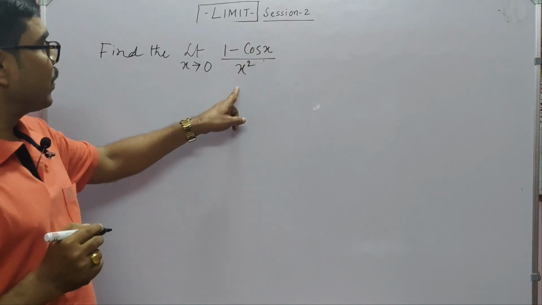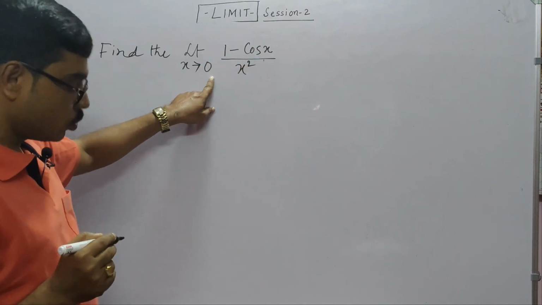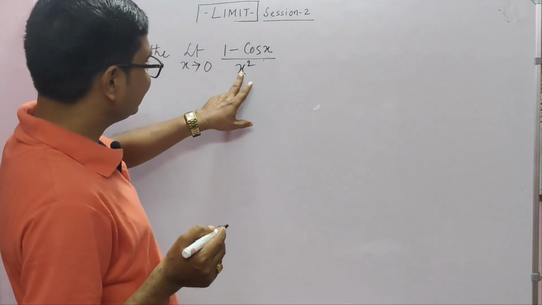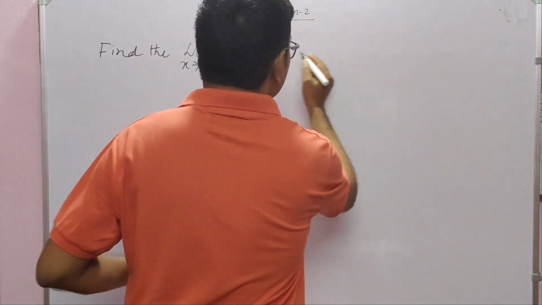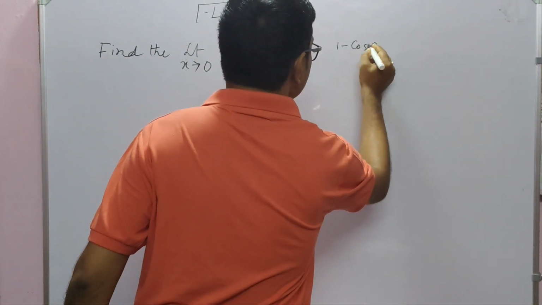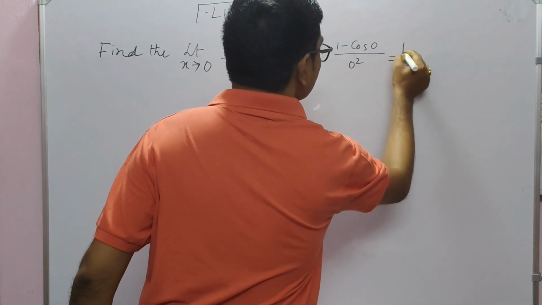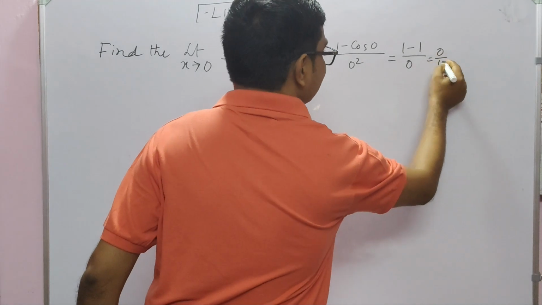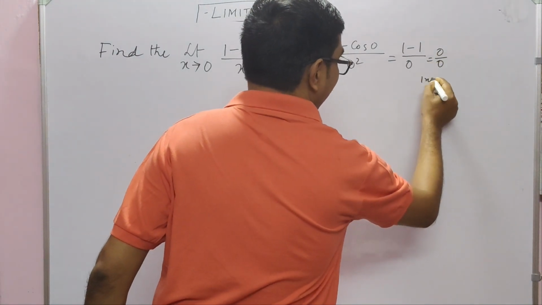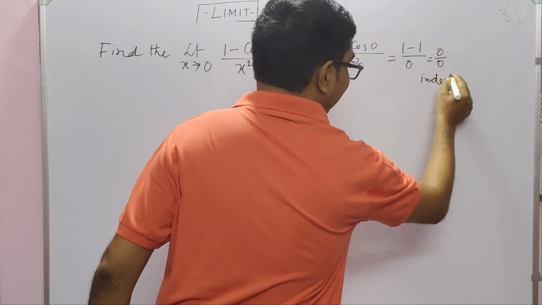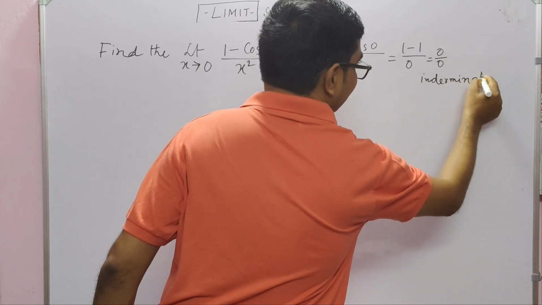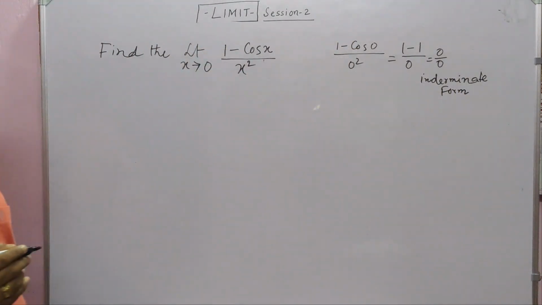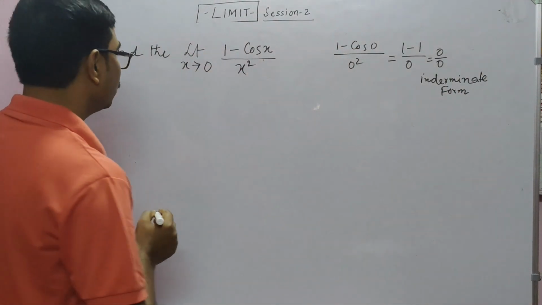1 minus cos x by x square, x tends to 0 যদি আমরা বসিয়ে দিই, তাহলে উপরের ফাংশনটা আমাদের f of x আর নিচে g of x। f of x এর জায়গায় বসিয়ে দিলে হয় 1 minus cos 0 by 0 square, that is 1 minus cos 0 এর ভ্যালু 1 by 0, that is 0 by 0, that is the form of indeterminate form. So apply is now the L'Hopital's rule.